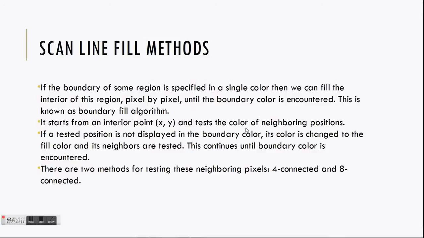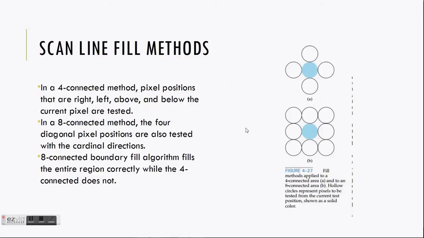Scanline fill methods. Let's talk about how these polygons are filled. We can make use of boundary fill algorithm where the boundary of the region is specified in a single color and we can fill the color from a point, pixel by pixel till we reach the boundary. It checks for the neighboring pixel. If it's not the boundary, then it changes to fill color. This can be done in two ways, 4 connected or 8 connected.